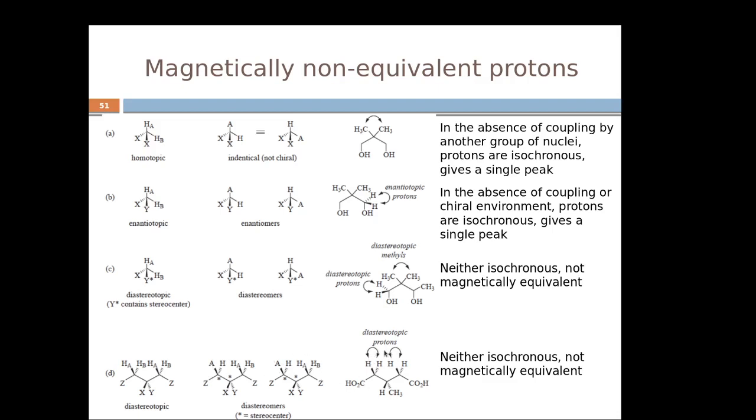These two protons are diastereotopic protons, and by applying the same principle of molecular symmetry operation or rapid process, you can see that none of these sets or pairs of protons are isochronous, nor are they magnetically equivalent. So these two protons will give two different peaks in the NMR spectrum, and these two protons will give two different peaks in the NMR spectrum.